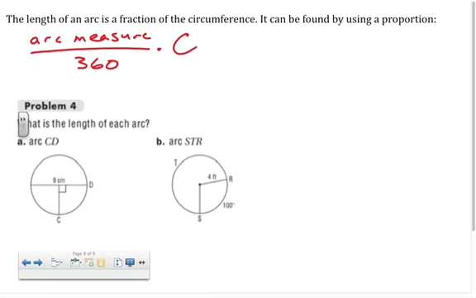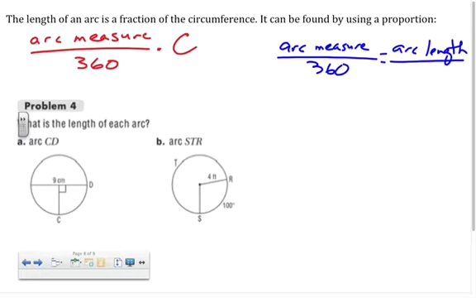Or you could think of it along the lines of a proportion, where the arc measure is part of the whole 360 and the arc length is part of the whole circumference. So that proportion would look like this: arc measure over 360 equal to arc length over circumference. You know how your brain works best. I'll do one way and the other a different way.